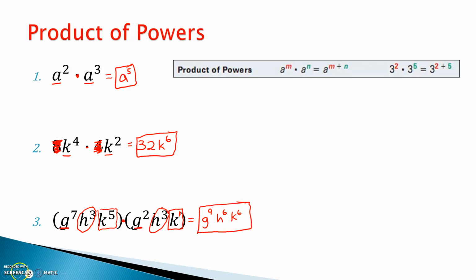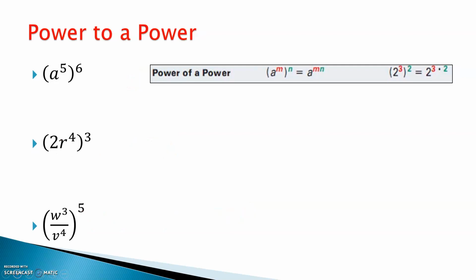All right, let's move on to the next one here. Power to a power. So again, don't forget, power to a power. Whenever you have an exponent and then it's also getting kicked up to another exponent, we're going to simply multiply. So again, pause the video here, try it on your own. When you're ready, hit play.